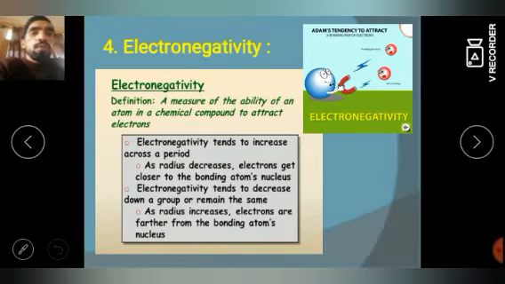Now the fourth property is electronegativity, which is again very important. It is the measure of the ability of an atom in a chemical compound to attract electrons. It is the capacity, the ability to attract an electron.